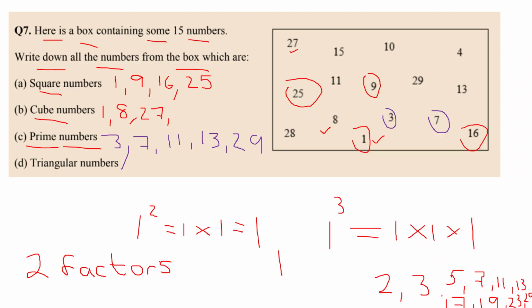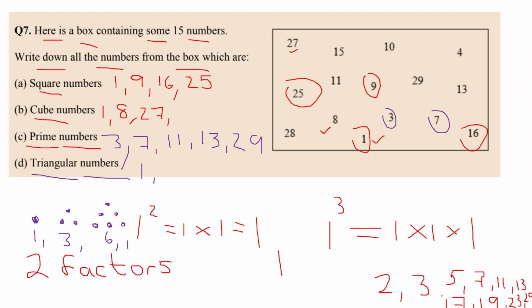What about part D, triangle numbers? These are not as common at GCSE, but we get them by making triangles. Think of these little dots here. 1 is a triangle number. A triangle is usually made by 3 dots, so you're going to have 1, 2, 3. Then the next one is going to look like this: 1, 2, 3, 4, 5, 6. So 6 is triangular.